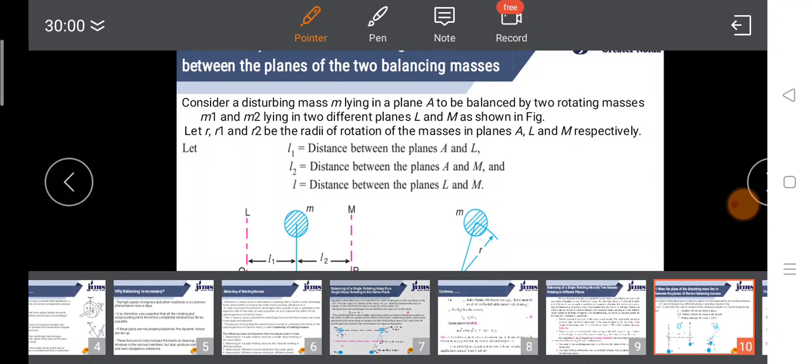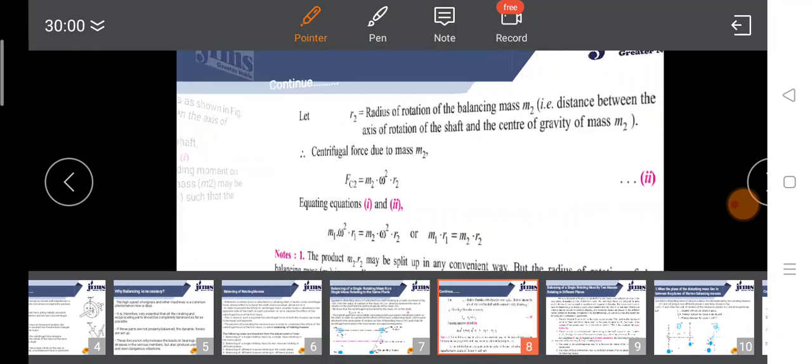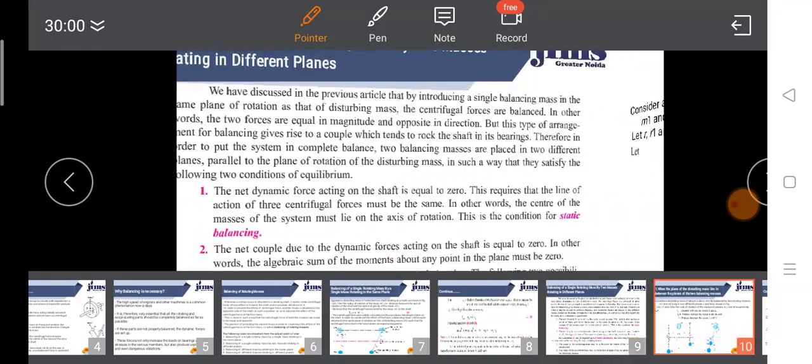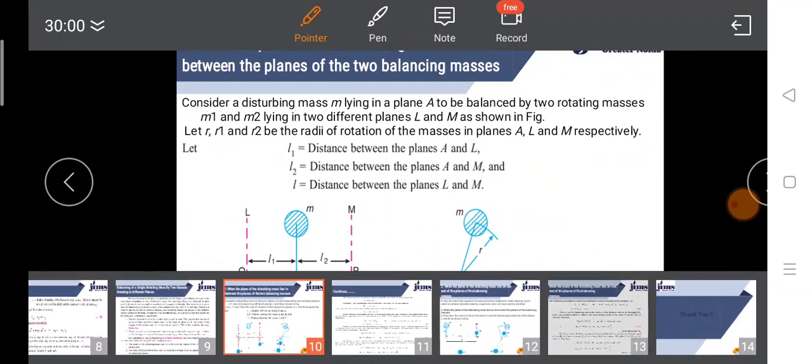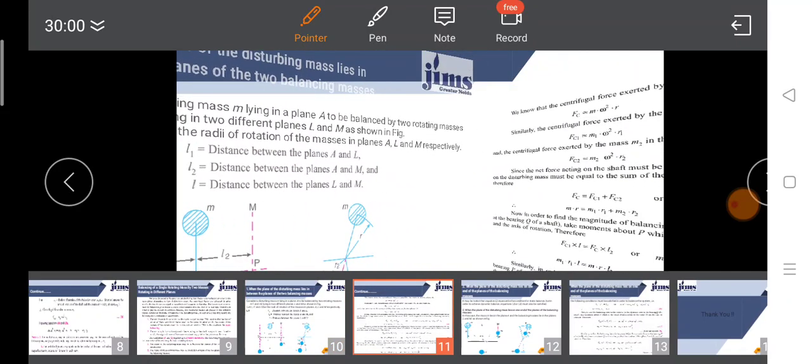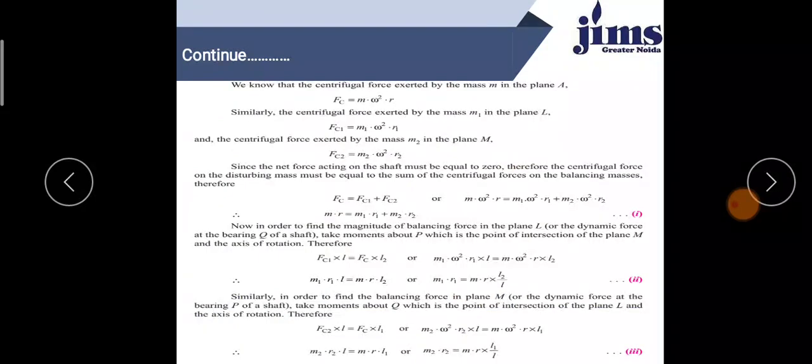Now, it is the same as previous. Fc equals m r omega square, Fc1 equals m1 r1 omega square, and similarly Fc2 equals m2 r2 omega square. This is the first equation: the summation of the balancing mass centrifugal forces is equal to the disturbing mass centrifugal force. So we can calculate this condition, which is represented by equation number 1.